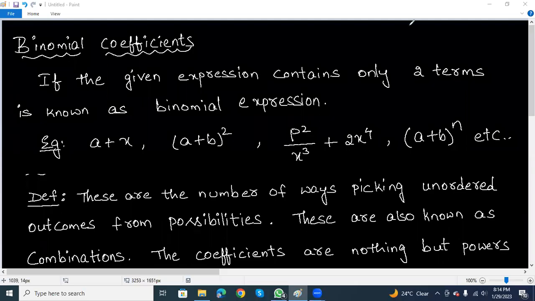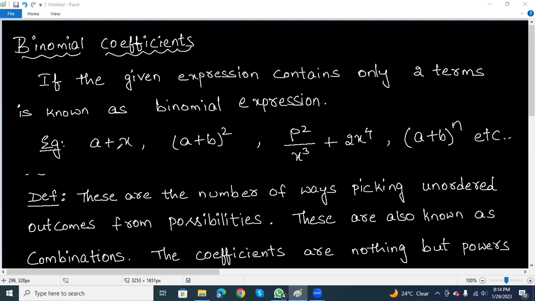Hello everyone. In this video, I am going to explain about the binomial coefficients, which is a class 11 topic. First, what is binomial? If the given expression contains only two terms, then it is known as a binomial expression. In polynomials, we have learned what a binomial, trinomial, and multinomial are. So binomial means if an expression contains two terms, then it is known as a binomial expression.